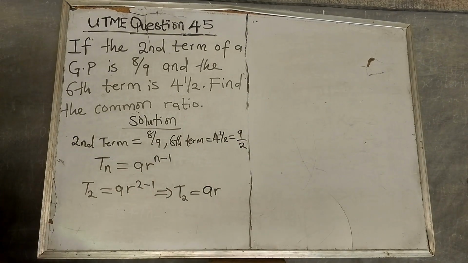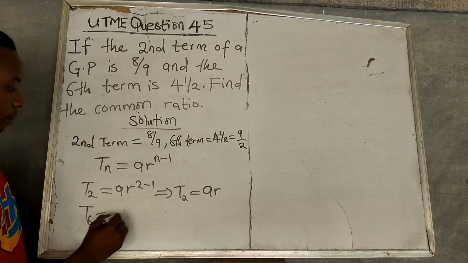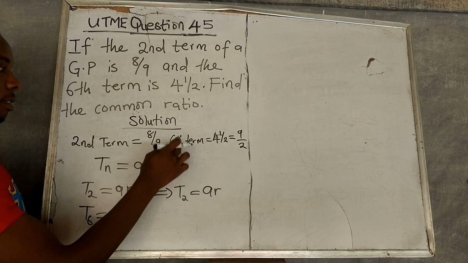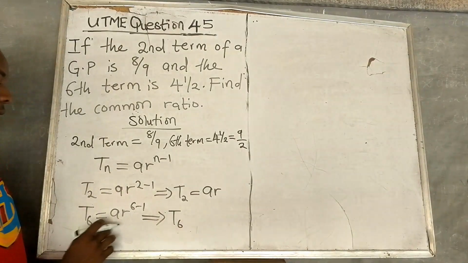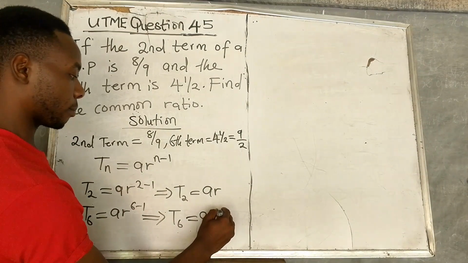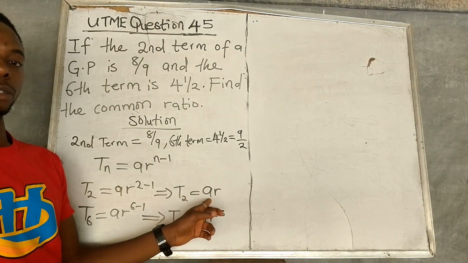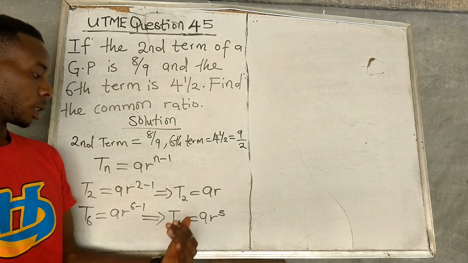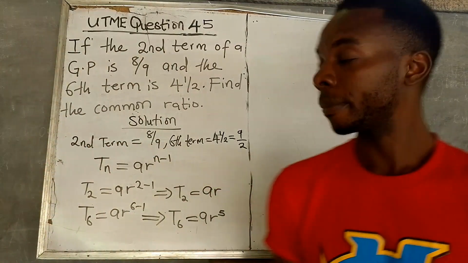Then let's move to the sixth term. The sixth term is a r raised to power 6 minus 1, where n is equal to 6, which implies that the sixth term will be equal to a r raised to power 5, since 6 minus 1 is 5. Very good. So the second term is equal to a r, and the sixth term is equal to a r raised to power 5. Now, you divide the sixth term by the second term.